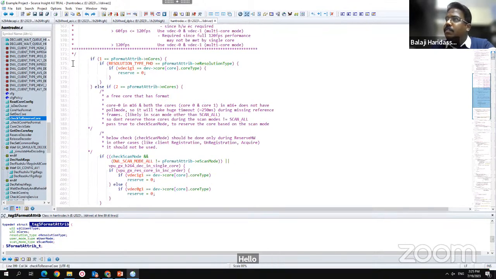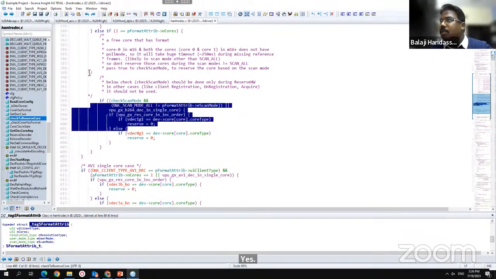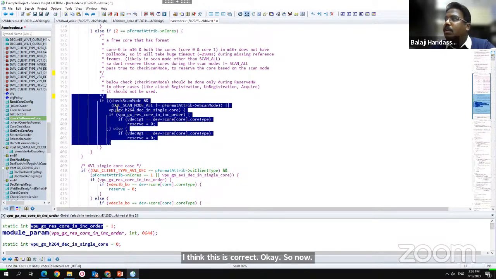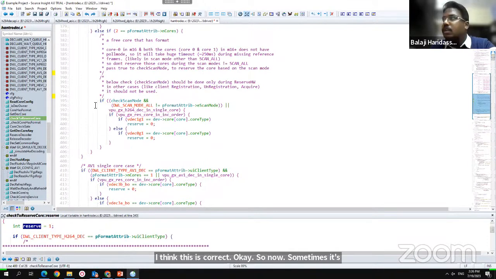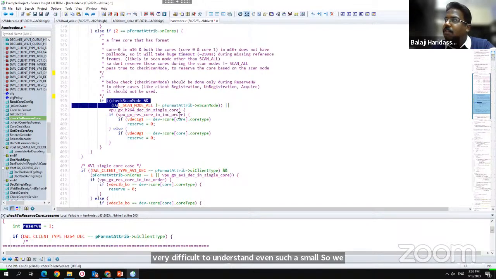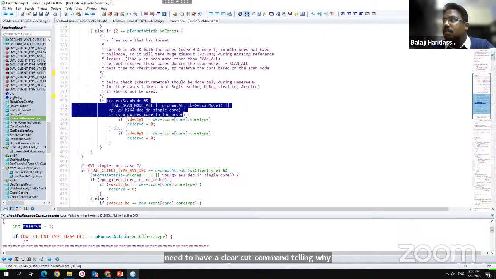So you can see this is a very simple code. They do some operation when there are few GPU cores or some CPU cores, and they do some action. Sometimes it's very difficult to understand even such a small if condition. So we need to have a clear-cut comment telling why these checks are being done.